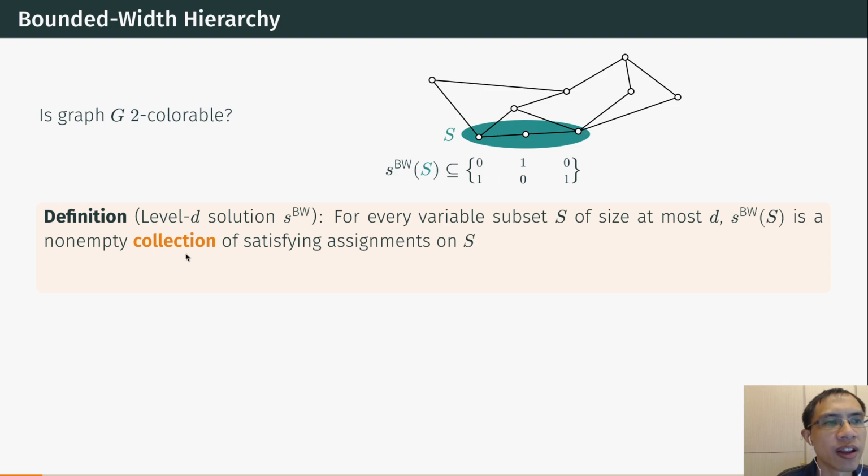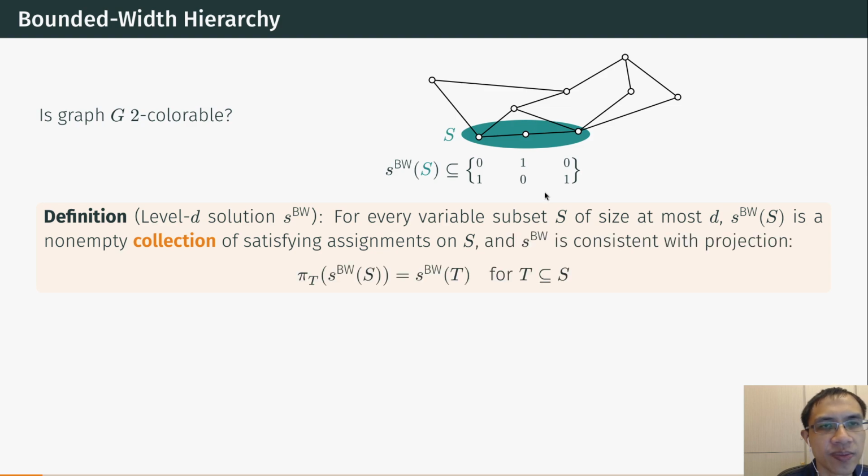We now have many collections of satisfying assignments across different subsets. We have to ensure they are consistent in some way. The consistency requirement says that if we take the collection of satisfying assignments on S and project this to a smaller subset T, we get exactly the collection for T.